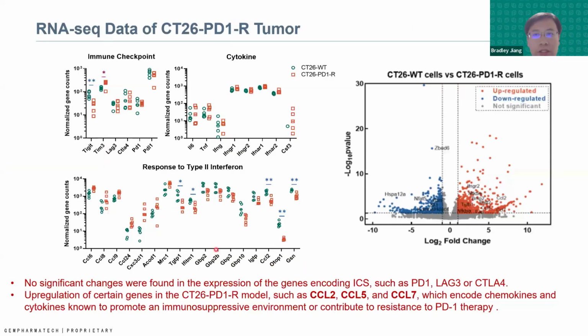And RNA sequencing data show that no significant changes were found in the expression of genes encoding immune checkpoints such as PD-1, LAG3, or CTLA4, but there was upregulation of certain genes in the CT26 PD-1 resistant models, such as CCL2, CCL5, and CCL7, which encode chemokines known to promote an immune suppressive environment or contribute to resistance to PD-1 therapy.